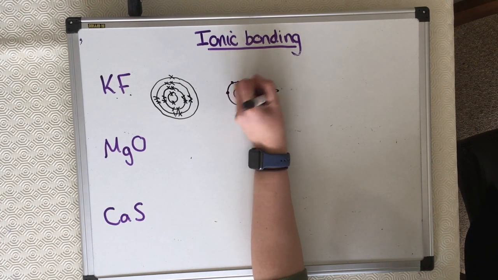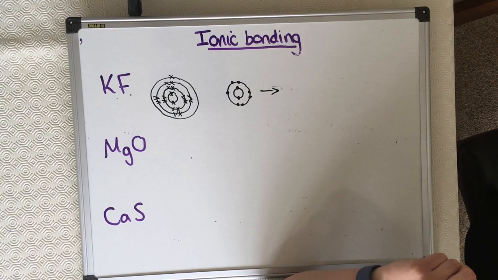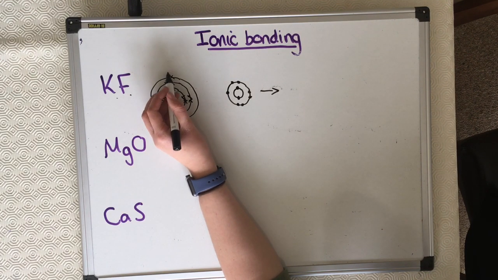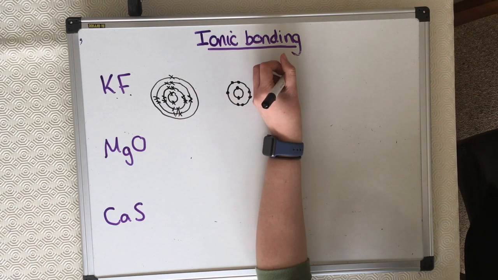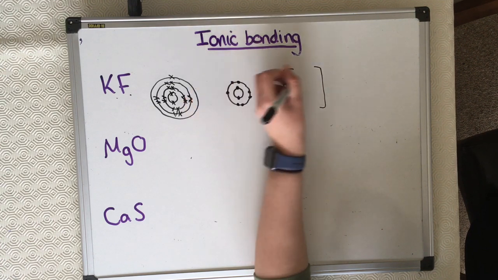Draw an arrow to show that there's a chemical change happening. These two things are reacting together. I'm going to draw the ions out. So this one's going to lose that 1 electron because it wants a full outer shell, and this one wants to gain 1 to have a full outer shell. Drawing the square brackets, going to put inside.